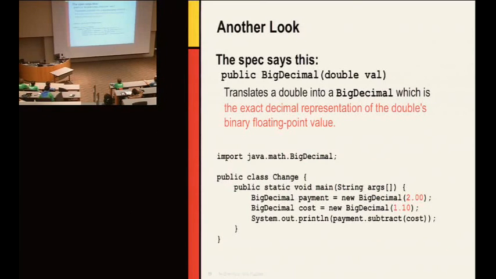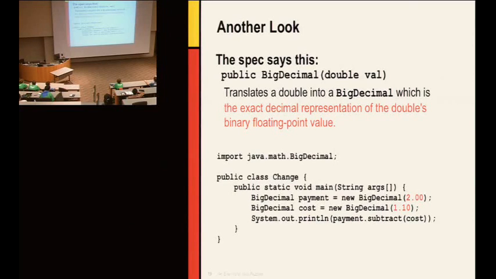In fact, this is what the spec for that constructor says. Translates a double into a BigDecimal, which is the exact decimal representation of the double's binary floating point value. So why did it print out something even uglier than the first program? Because BigDecimals are designed to be used with exact quantities. So instead of printing out what's called the canonical representation, sort of a reasonable representation of the value, it prints out the exact representation.